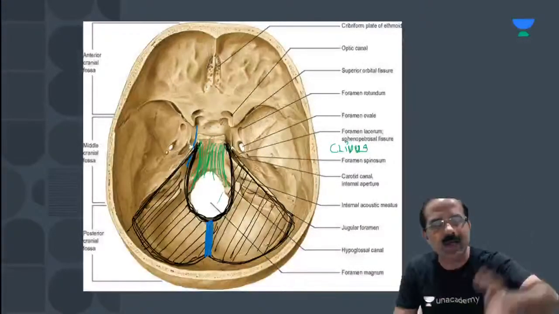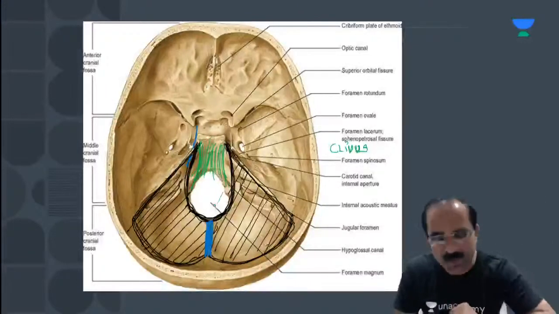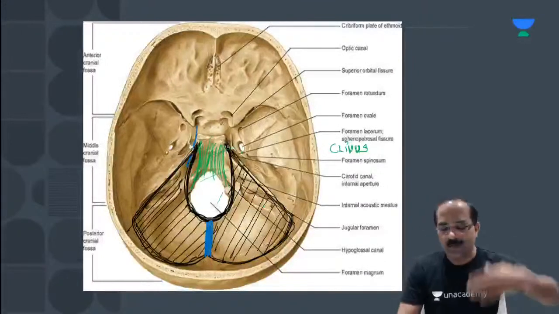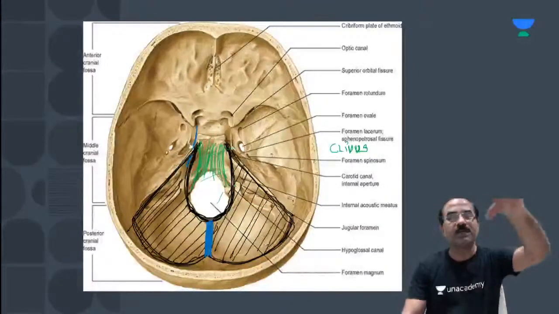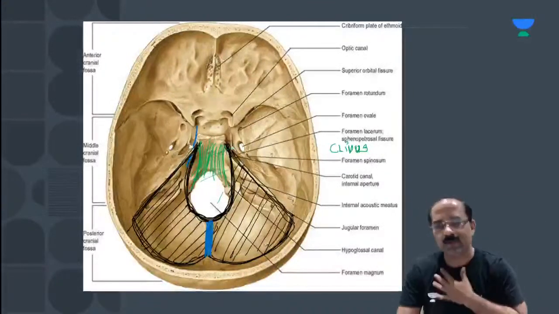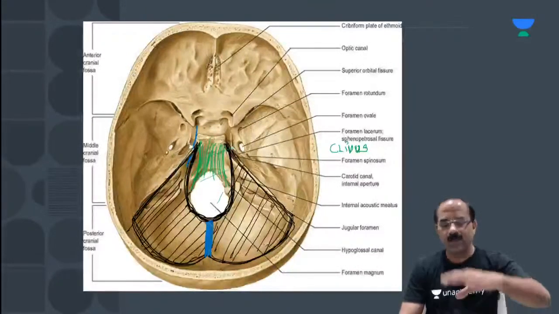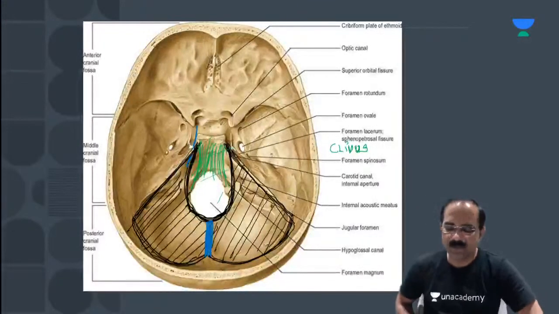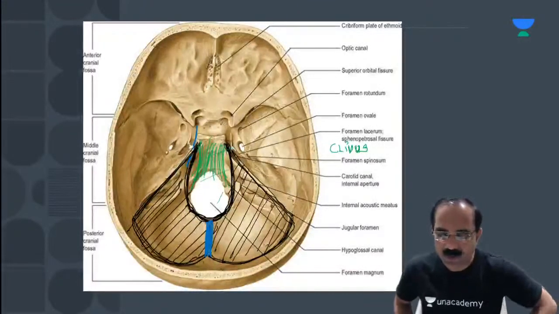Why is this gap left in the tentorium cerebelli? Otherwise it would have covered the entire thing, no? Because who's lying on this clivus? The brainstem, and the brainstem has to go down towards the foramen magnum. So this gap is for the brainstem to pass. So the brainstem goes down from here. Okay? Clear to all of you?